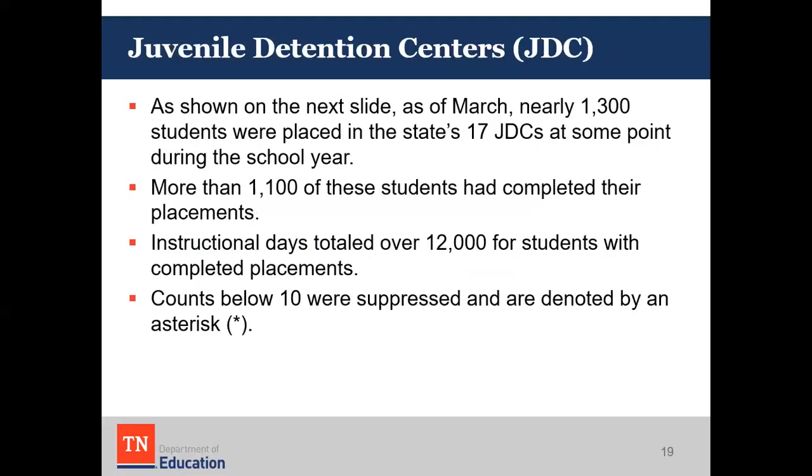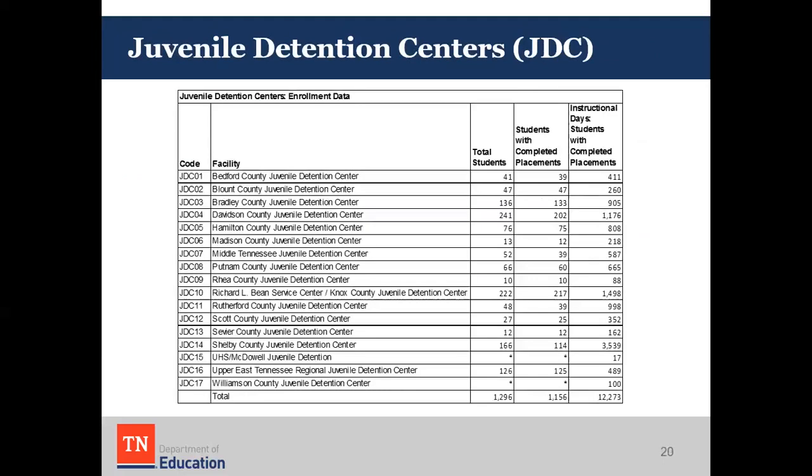Counts below 10 were suppressed and are denoted by asterisks on the slide, as shown here. You'll see the JDC code is on the left, the facility is identified in the next column, and then the 3 data columns for total students, students with completed placements, and instructional days for students with completed placements.